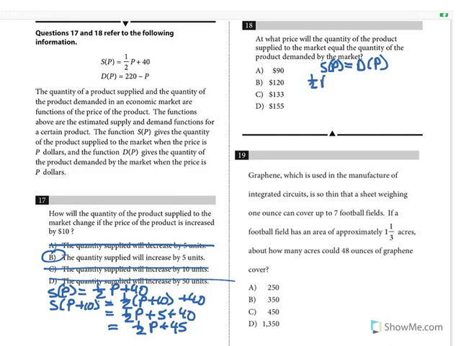Let's go ahead. 1/2 P plus 40 equals 220 minus P. I'm going to go ahead and just multiply through by 2 to clear that fraction. So we have P plus 80, remember we've got to multiply everything by 2, equals 440 minus 2P. And now let's go ahead. That means we're going to have 3P equals 360. So P is going to be $120.